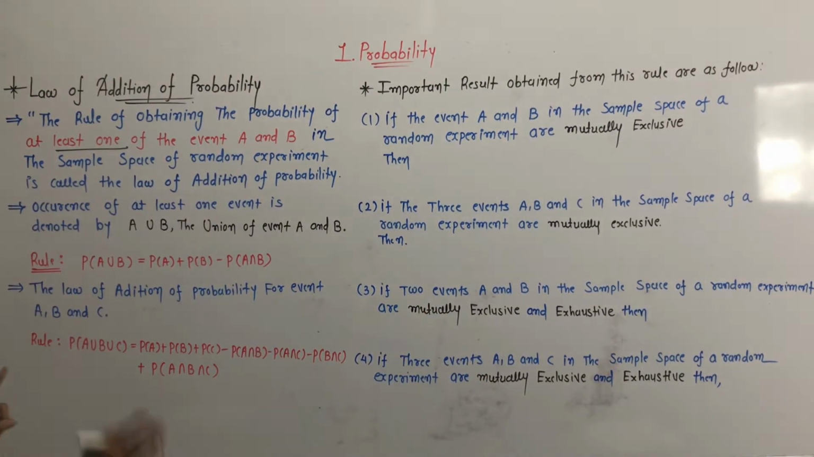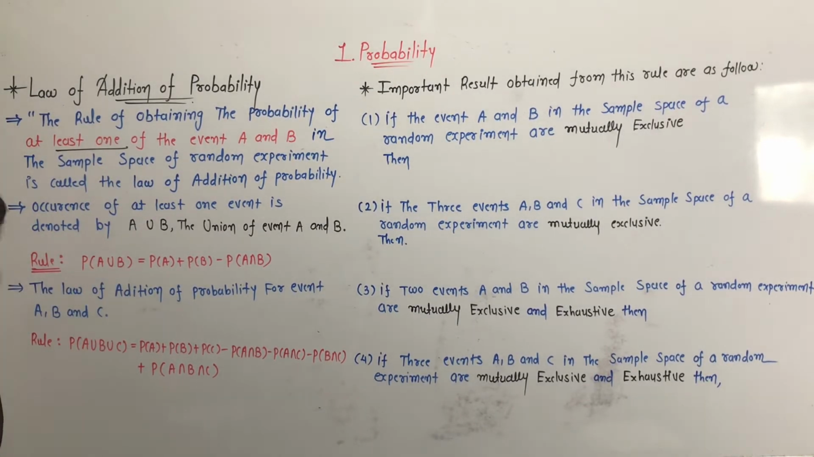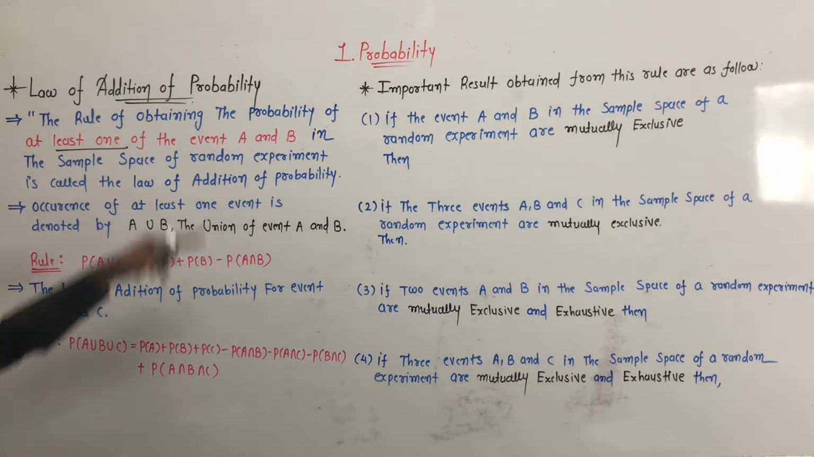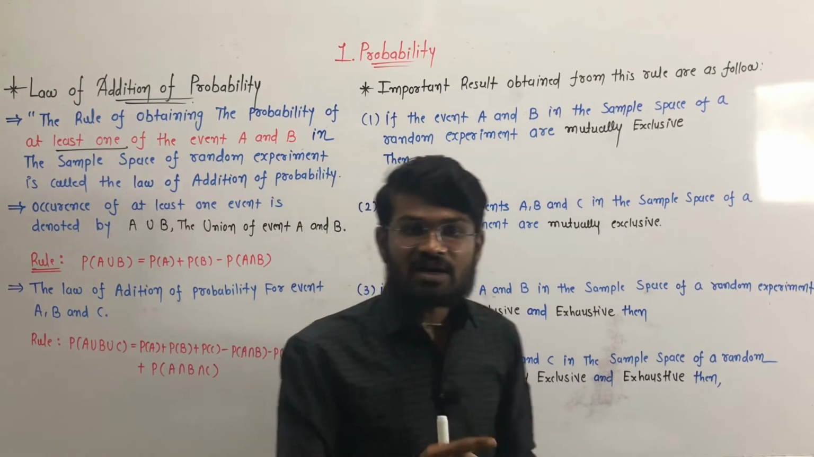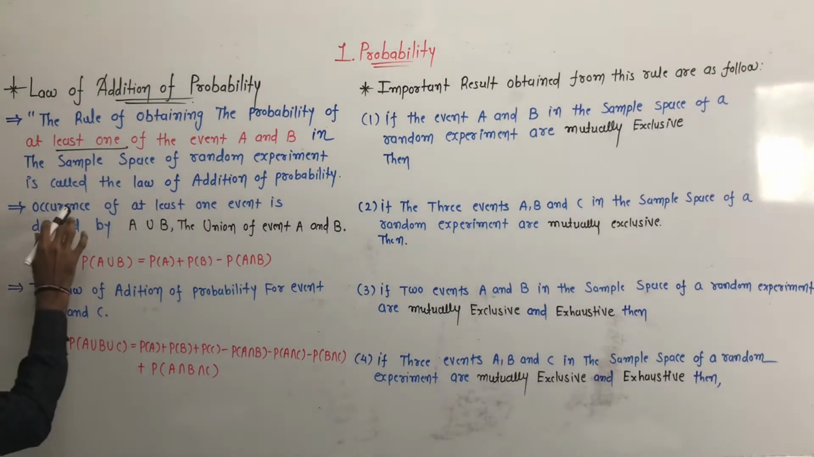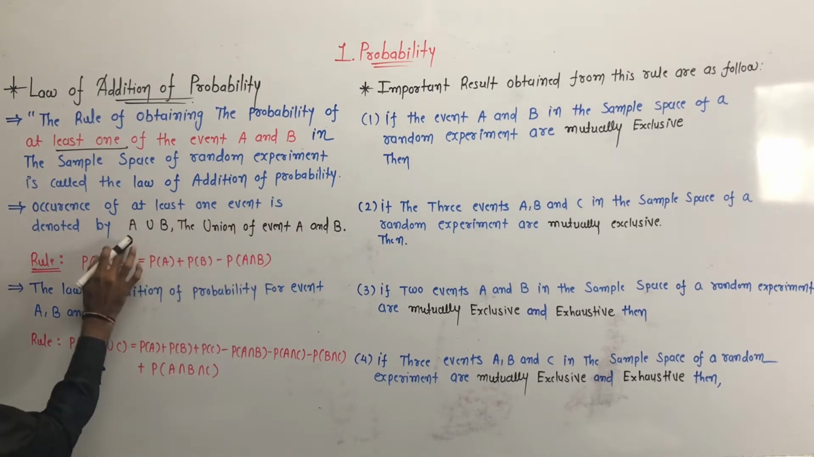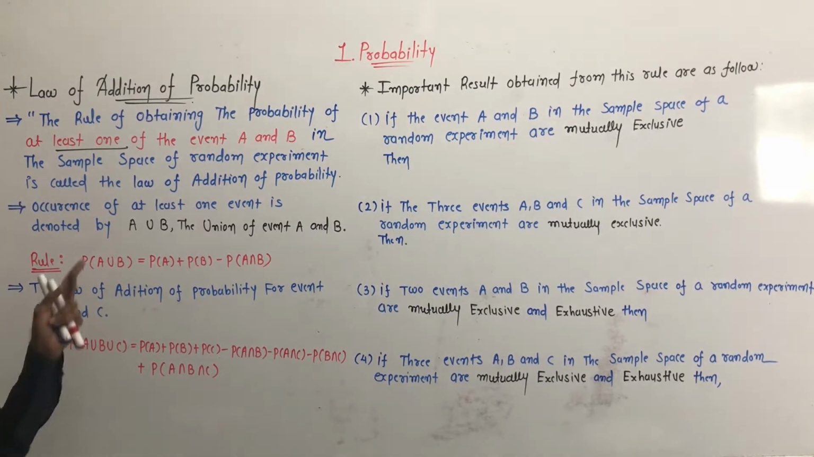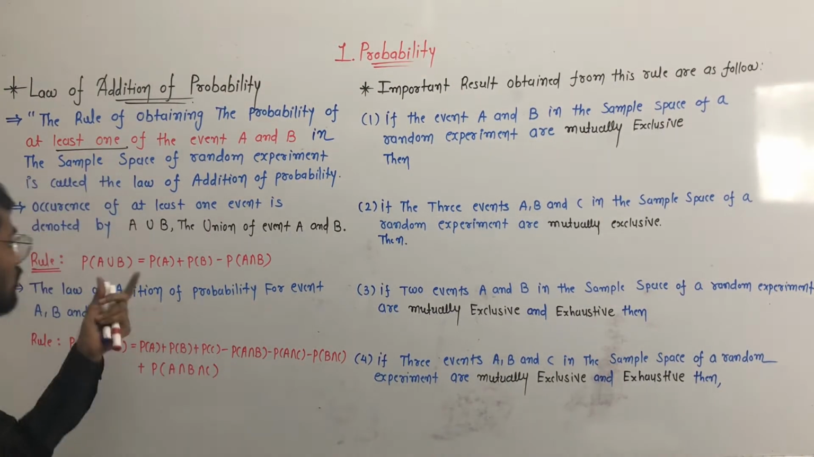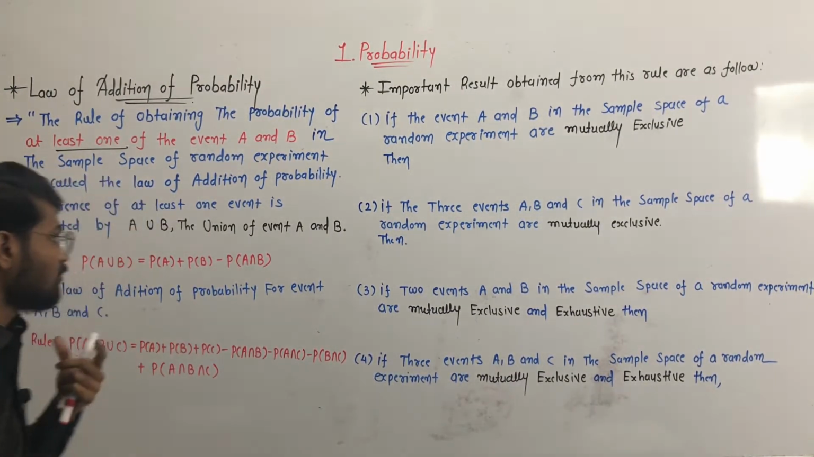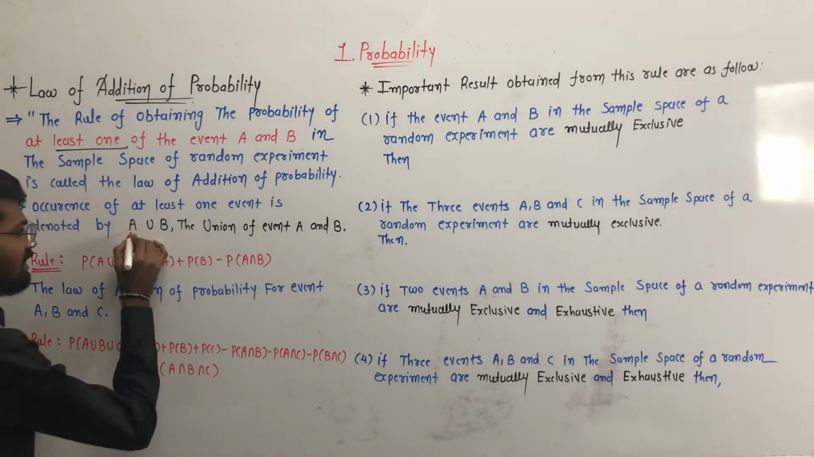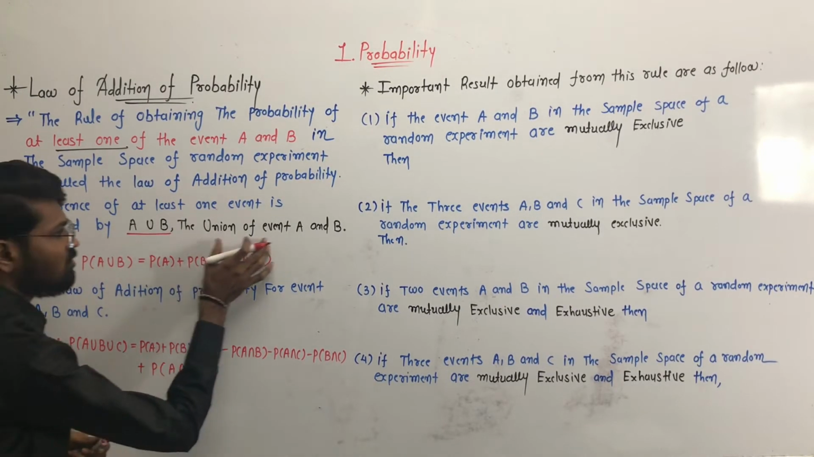In a simple way, the law of addition of probability is the union of events A and B. Occurrence of at least one event is denoted by the union of events A and B. We see that in the union of events A and B, event A will happen, and also event B will happen, and also events A and B will both happen. It is called the union of events A and B.